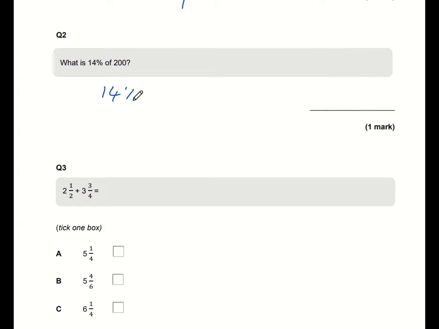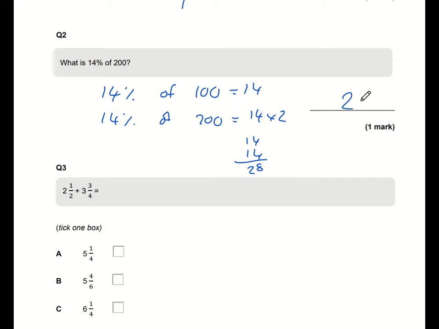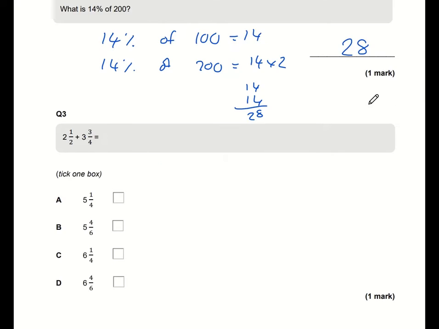Question number 2, what is 14% of 200? Well, 14% of 100 is 14. So 14% of 200 is going to be 14 multiplied by 2, and 14 plus 14 is of course 28, so the answer is 28.